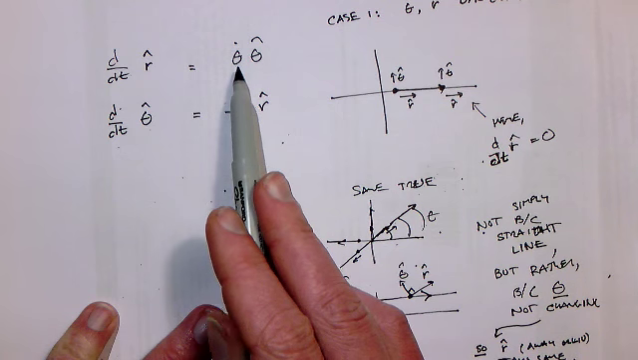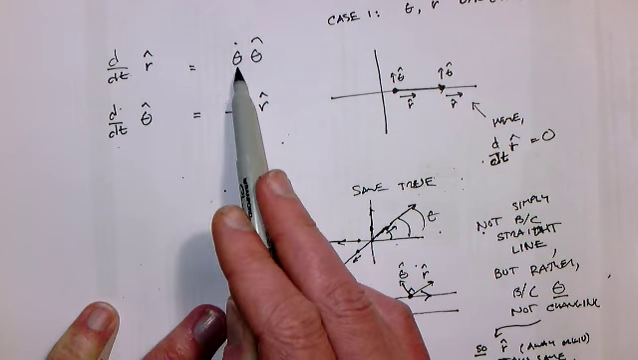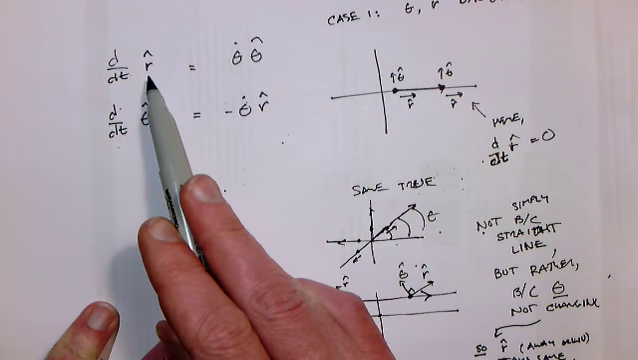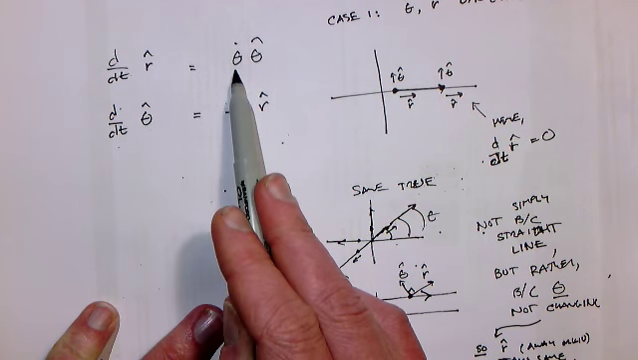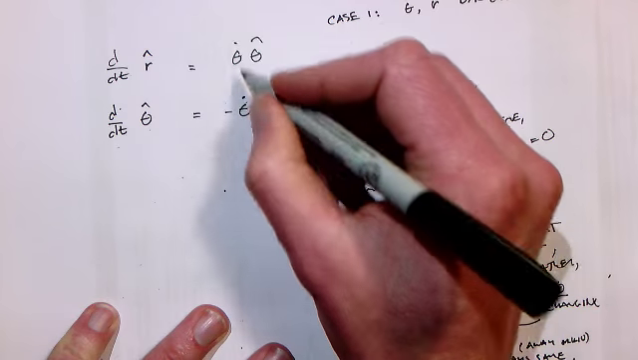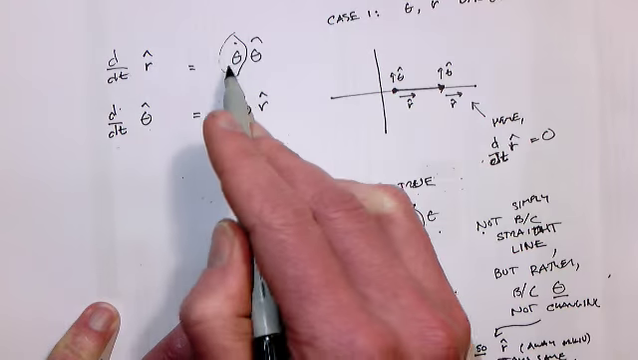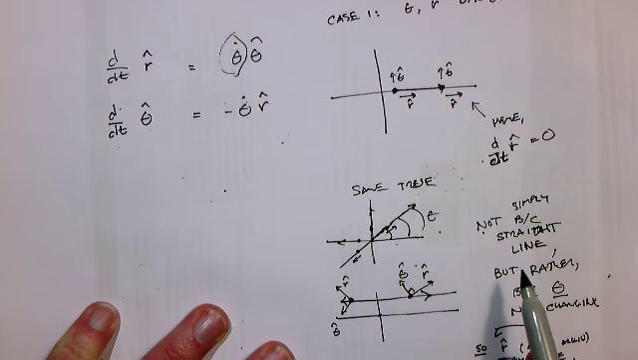When theta is changing, then dr hat by dt has a non-zero value. If theta is constant, dr hat by dt is zero because theta dot is zero. Okay, so this is a way of explaining why theta dot shows up here. The reason theta dot shows up here is because the only time when r hat or theta hat change direction is when the angle is changing.